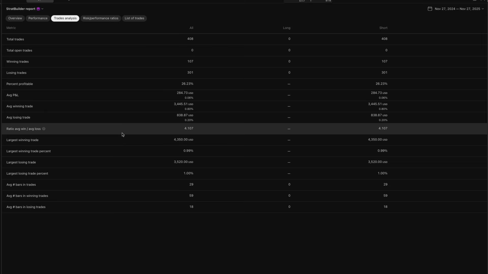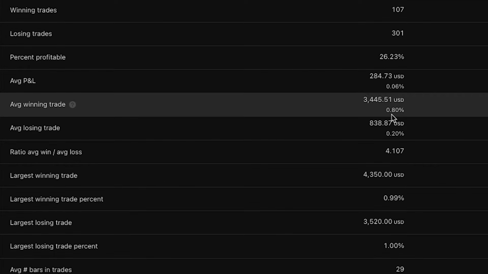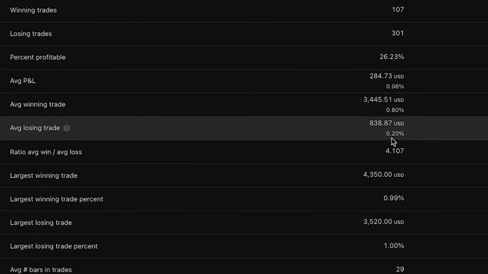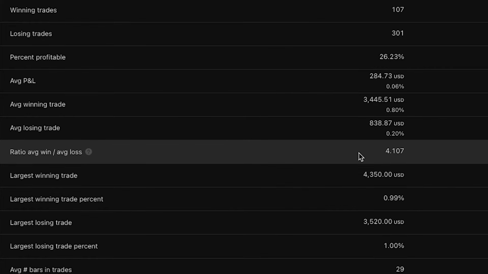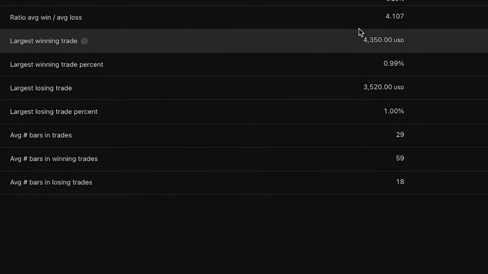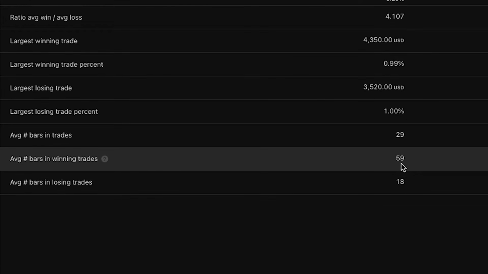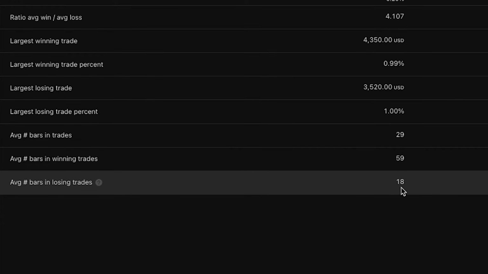As you can see in the trades analysis, the average winning trade is 0.8%, while the average losing trade is only 0.19%, which is basically a 4 times risk-reward ratio. And the average number of bars for winning trades is 59, while the average number of bars in losing trades is only 18, indicating small, quick losses and longer, bigger wins.